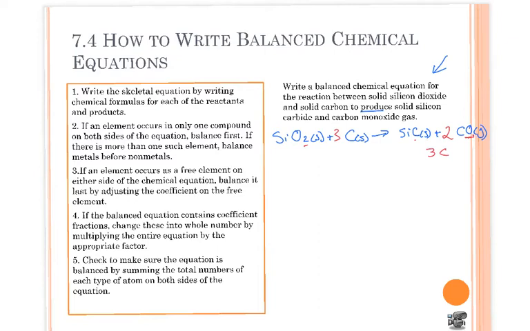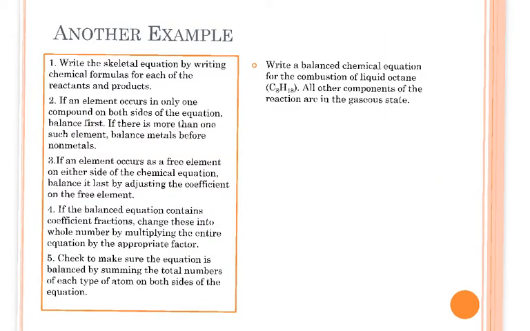The fourth step says if the equation contains coefficient fractions, then change those to whole numbers. But we don't have any fractions in this case, so we can skip that step and go to 5 and make sure the equation is balanced by summing the total. So let's sum the total. We have 1 silicon on the left and 1 silicon on the right. We have 2 oxygens on the left and 2 oxygens on the right. We have 3 carbons on the left and we have 3 carbons on the right. So it looks like we are all balanced.